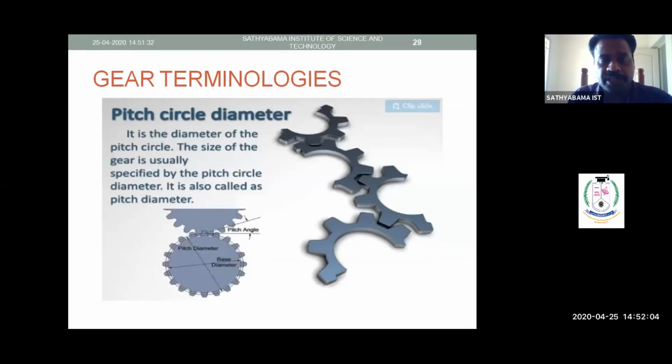What is this PCD? Pitch circle diameter. It is the diameter of the pitch circle. If you want to specify any gear, you have to specify only the pitch circle. Apart from this, we have the base circle. Normally the gear is not described in terms of the base circle or nominal diameter. The specification of the gear should be in terms of PCD, pitch circle. It is also called the pitch diameter.